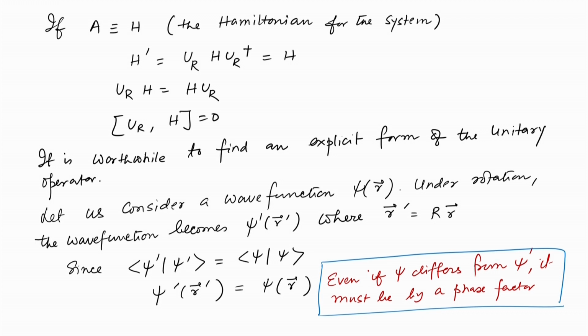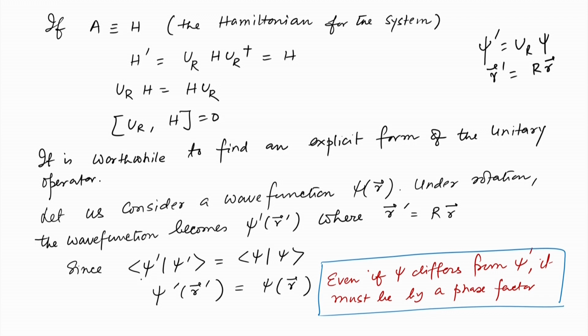So, let us consider a wave function psi of r. Under rotation, it becomes psi prime of r prime. Now, remember that psi prime is being operated. So, psi prime one gets by operating on psi, and r prime one gets, which are the variables for this particular problem. The rotation operator R is acting on the variable r, or the vector r, and gives me a new vector which is r prime.